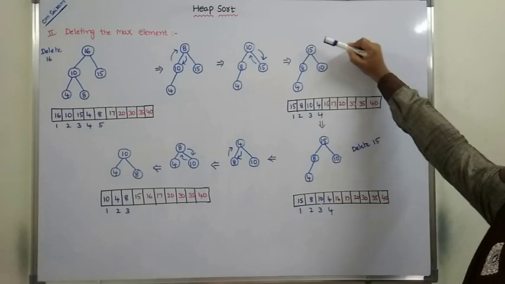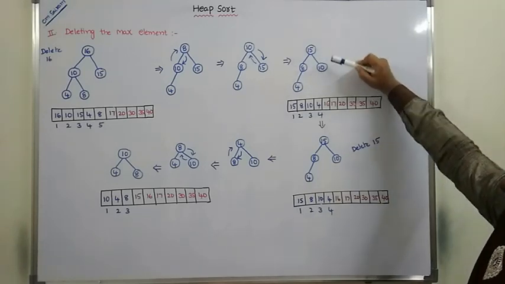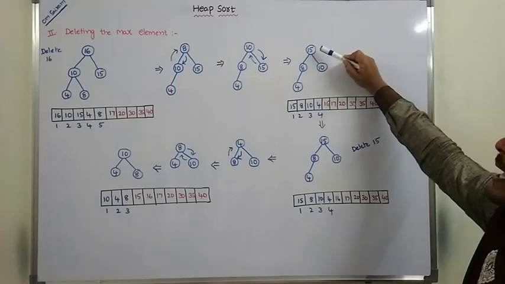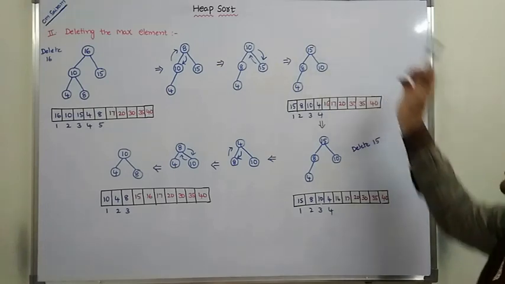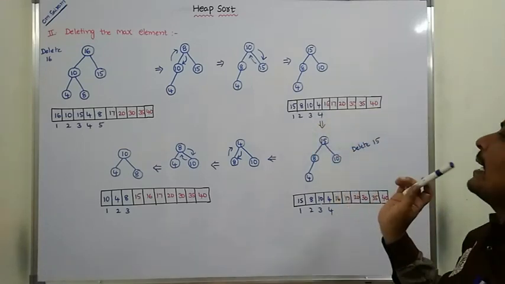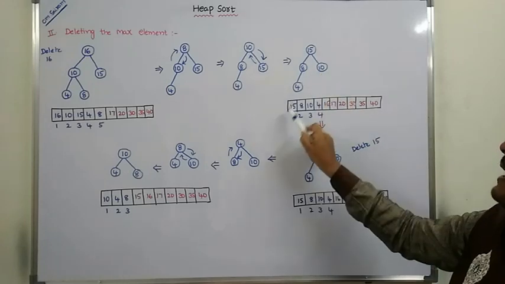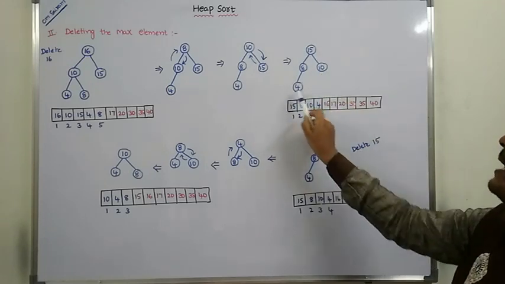8 and 10 have the parent 15. So 15 is greater than 8, and 15 is greater than 10. It satisfies the maximum heap property. Now this can be represented like this. So after deleting 16, the remaining elements are 15, 8, 10, and 4.